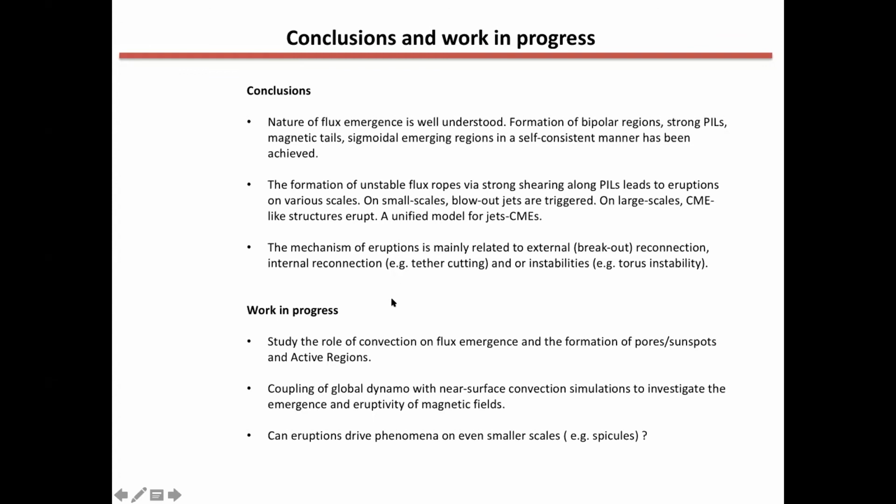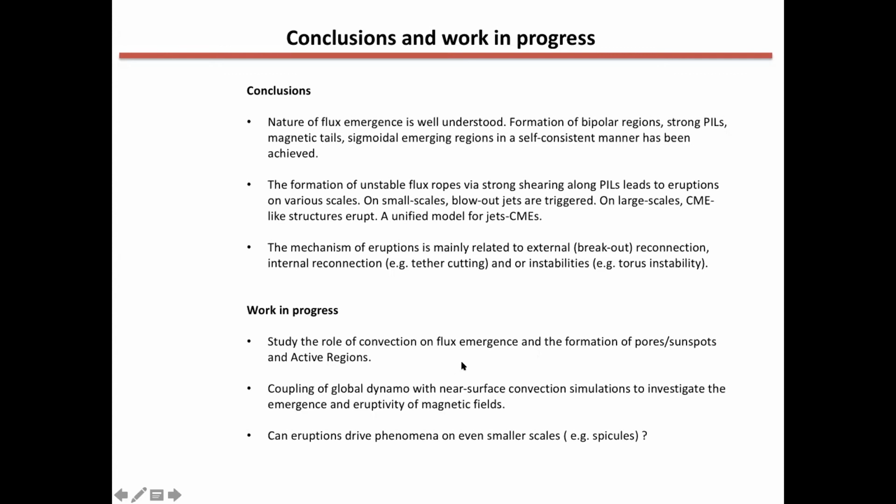Now, the work in progress is, first of all, to try to understand convection. I didn't talk so much about convection and the interplay between convection and magnetic fields on the formation of pores. This is work in progress. We have done this, and soon we will publish something on the formation of pores. This is very, very interesting.